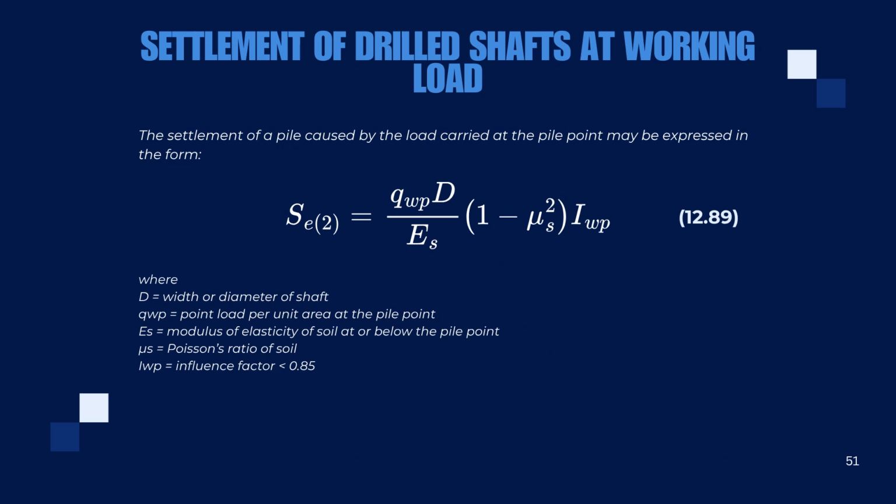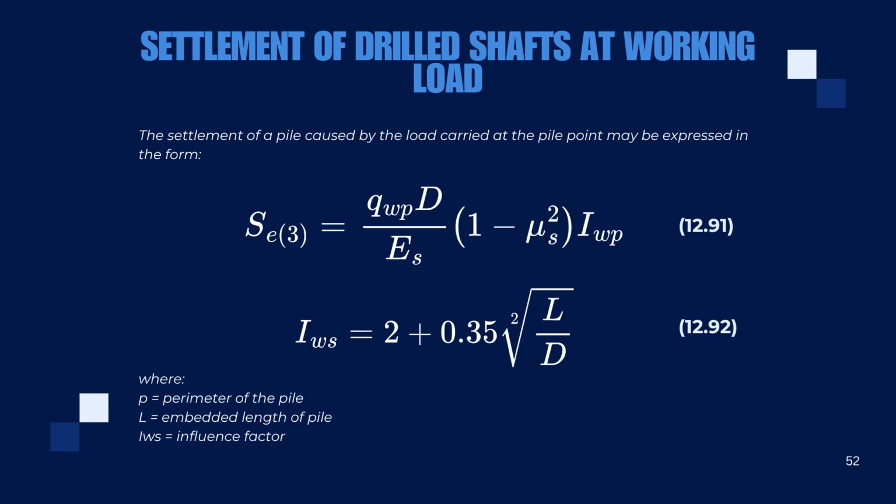So the point load settlement of a pile caused by the load carried at the pile point may be expressed in the form Se2 is equal to qwp times D over Es times the quantity of 1 minus mu s squared times Iwp, where D is the width or diameter of the shaft, qwp is the point load per unit area at the pile point, and Es is the modulus of elasticity of soil below the pile point, while mu s is the Poisson's ratio of the soil and Iwp is the influence factor. It should be less than 0.85.